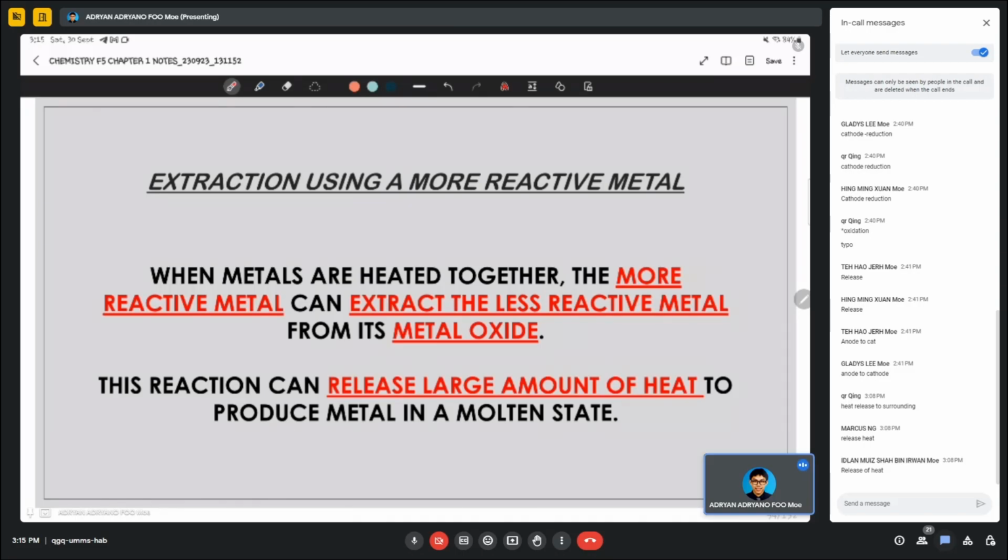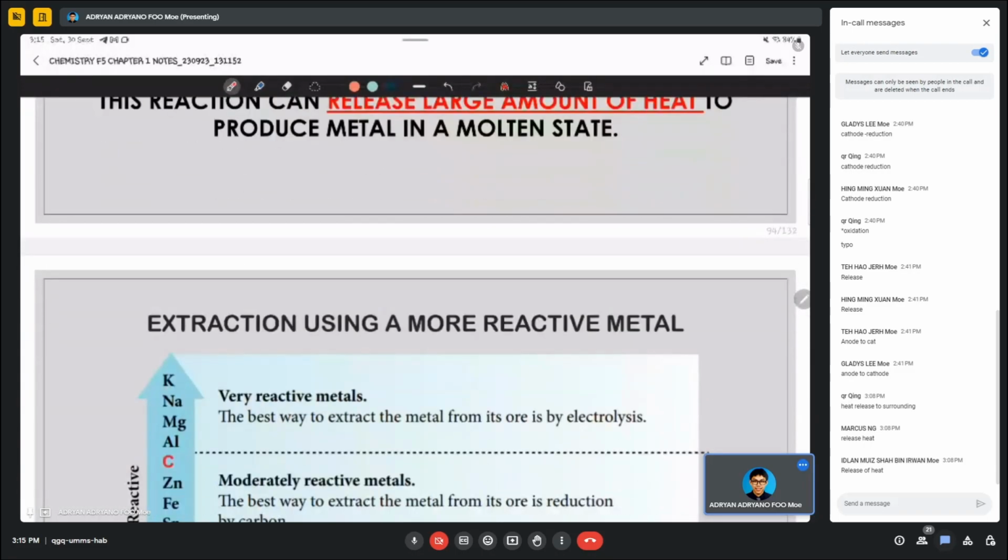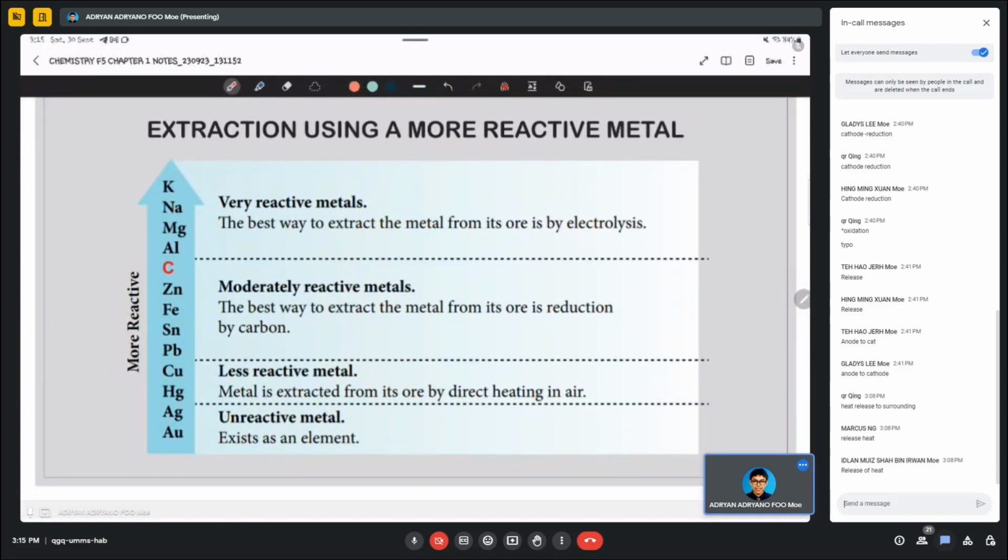Okay? So when metals are heated together, the more reactive metal can extract the less reactive metal from its metal oxide. This reaction can release a large amount of heat to produce metal in a molten state. Okay, example, you see, go back here. More reactive metal. Okay, contoh.